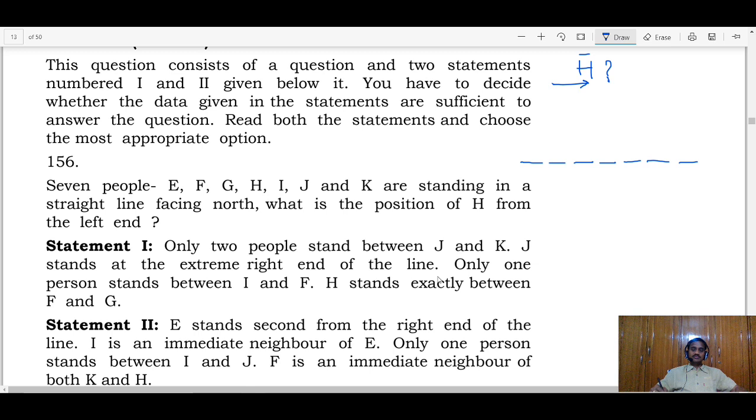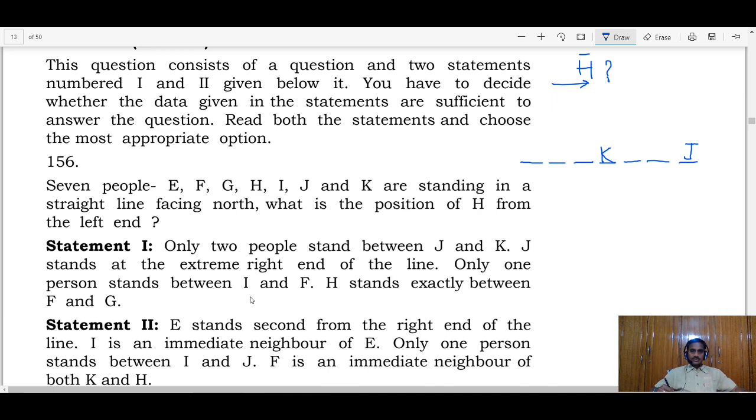Then only 2 people between J and K. J stands at the extreme right end of the line. Only 2 people between J and K, K is here. And only 1 person between I and F. Hence only 1 person between I and F can be here, or I and F can be here. There are 2 different possibilities: 1, 3 places or 3, 5 places.